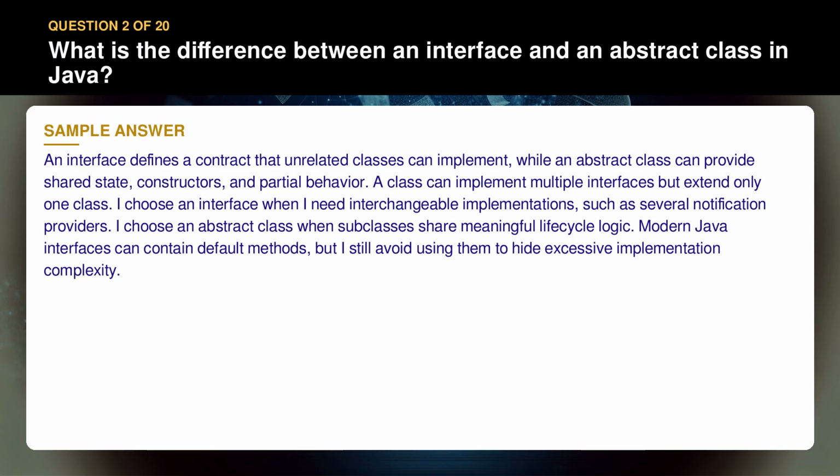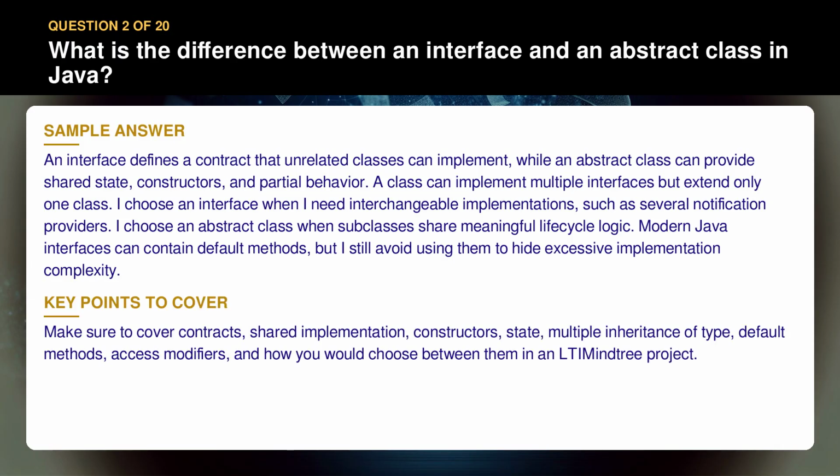Modern Java interfaces can contain default methods, but I still avoid using them to hide excessive implementation complexity. Make sure to cover contracts, shared implementation, constructors, state, multiple inheritance of type, default methods, access modifiers, and how you would choose between them in an LTIMindtree project.